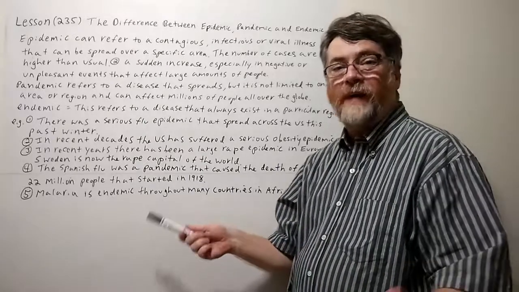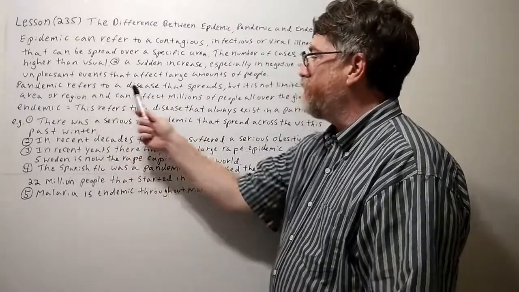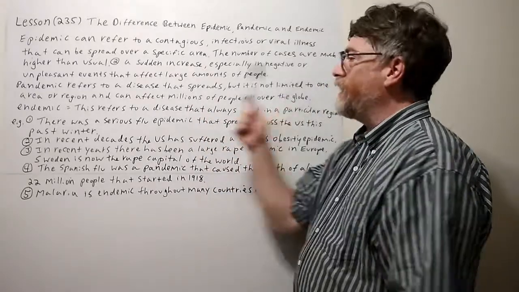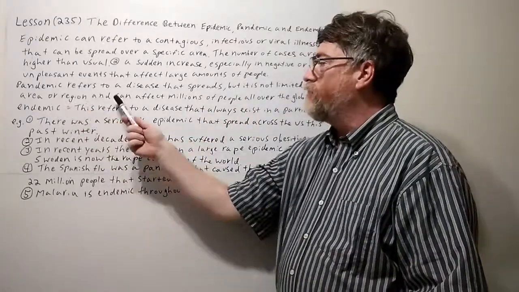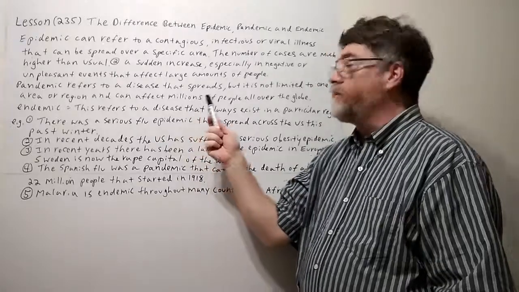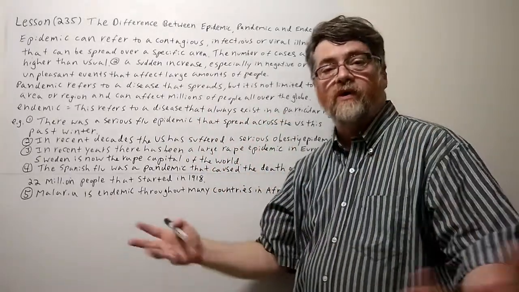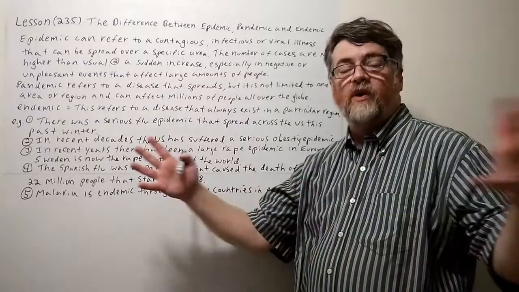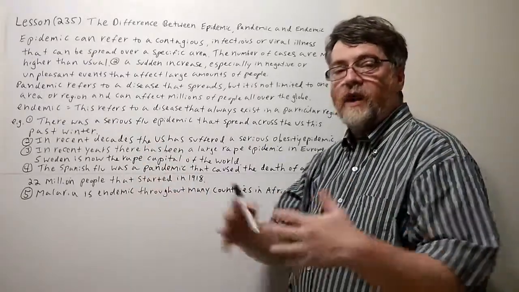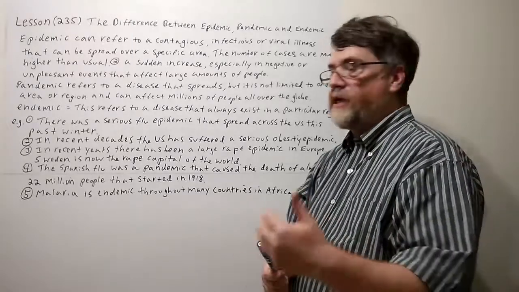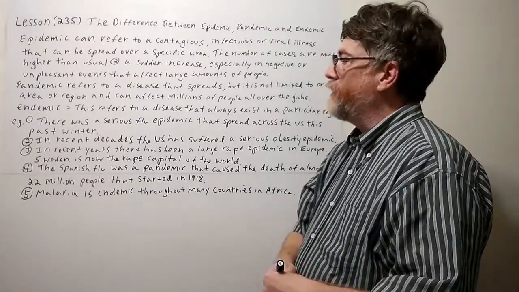Okay, let's take a look at pandemic. Pandemic refers to a disease that spreads, but it is not limited to one area or region and can affect millions of people all over the globe or all over the world. So pandemic could be much more widespread. It could go throughout many continents. Luckily, we haven't had as many of them in recent years.